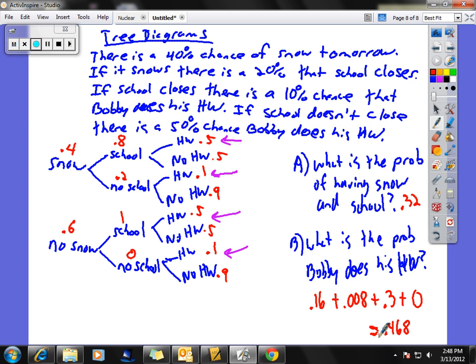All right? Okay, any questions on that? So you set up your tree, you put in your numbers, you multiply each one that you need, and then if the same situation occurs more than once, like Bobby doing his homework occurs more than once on the list here, then you do each one and add them up. Alright, yeah. So it's kind of fractal. Are there any questions about this?